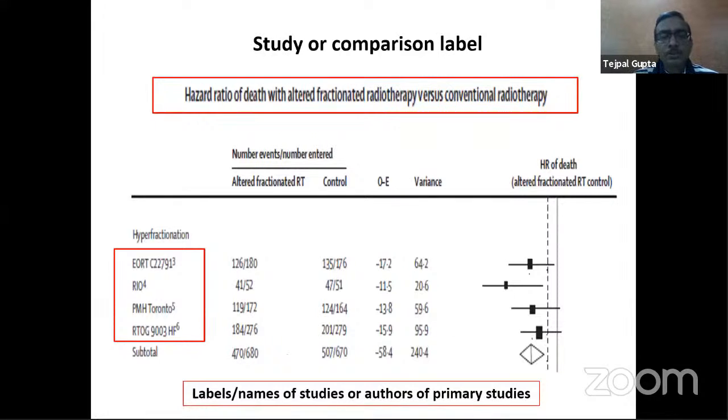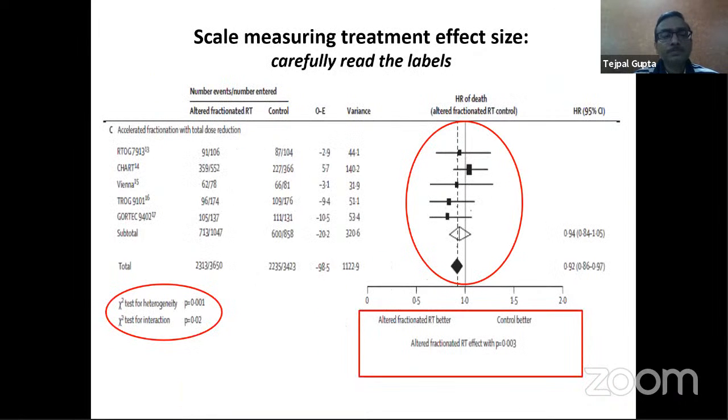So this is again in some more detail, a slightly enlarged view. Labels or names of the studies or authors of primary studies, the size of the square and the line across them indicating the weightage given and the confidence interval around that study. The diamond is the pooled estimate. The vertical solid line is the line of unity, and the dotted line is the line that passes through the center of the diamond.